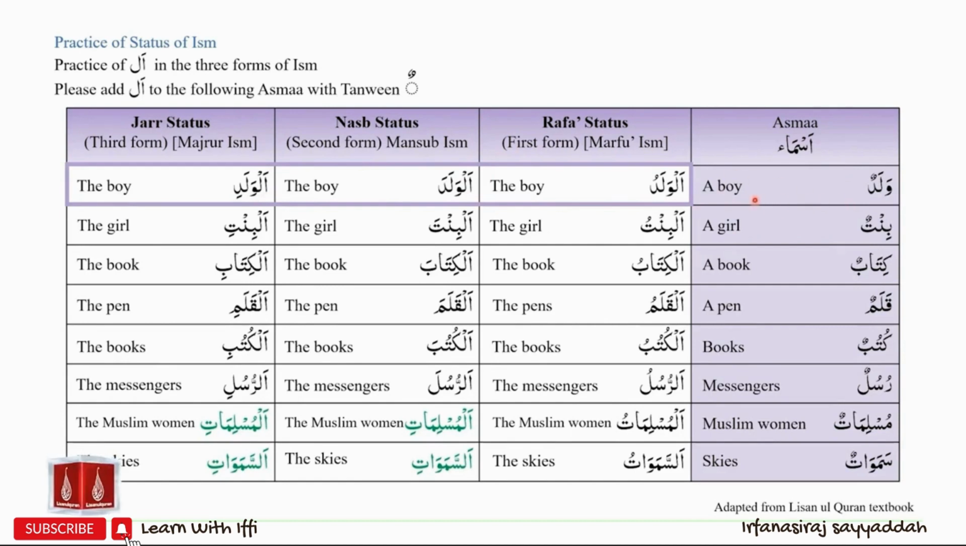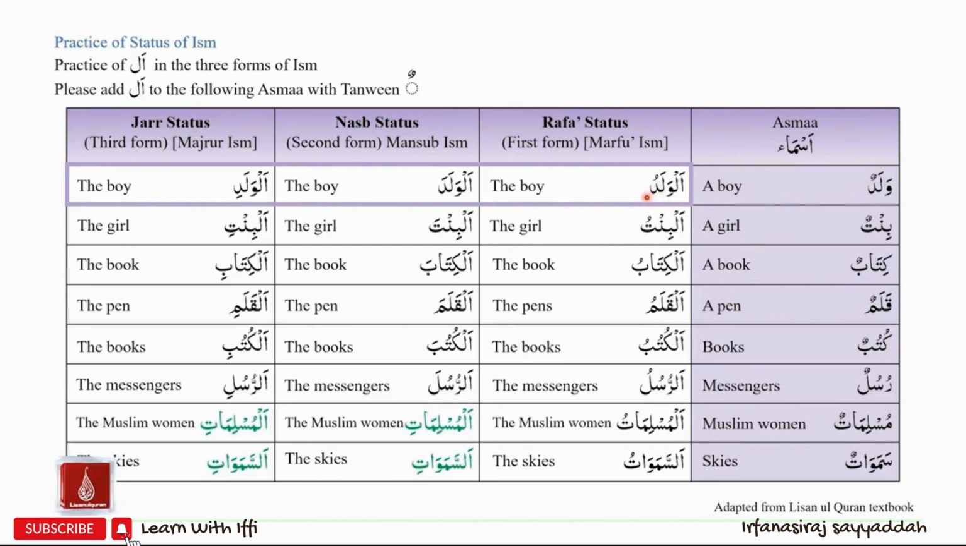Waladun means a boy or any boy, and al-waladu means the boy. Al-walada means the boy, and al-waladi means the boy. So the addition of al makes an indefinite ism into a definite ism. Please note that the addition of al removes the tanween at the end of the ism and replaces it with the single harakat. So waladun becomes al-waladu. The double pesh becomes a single pesh.